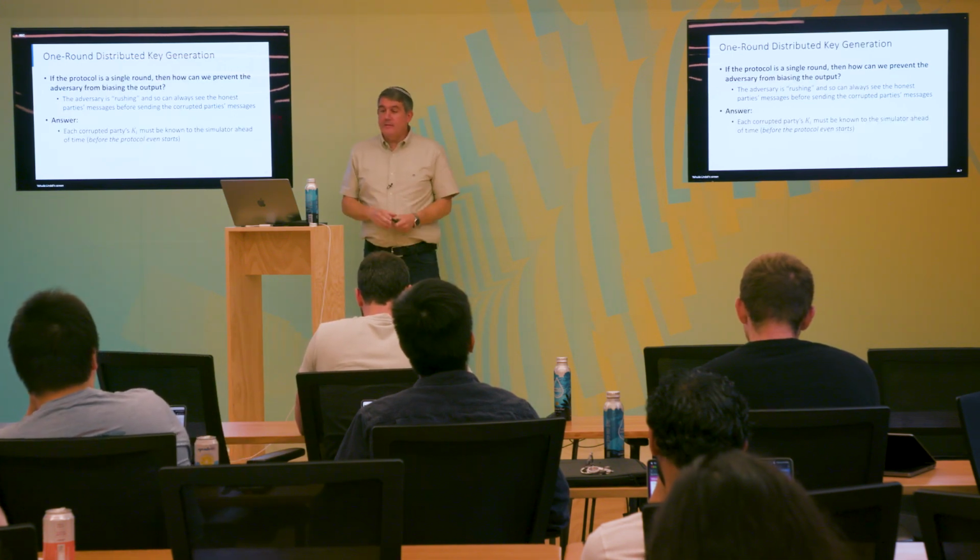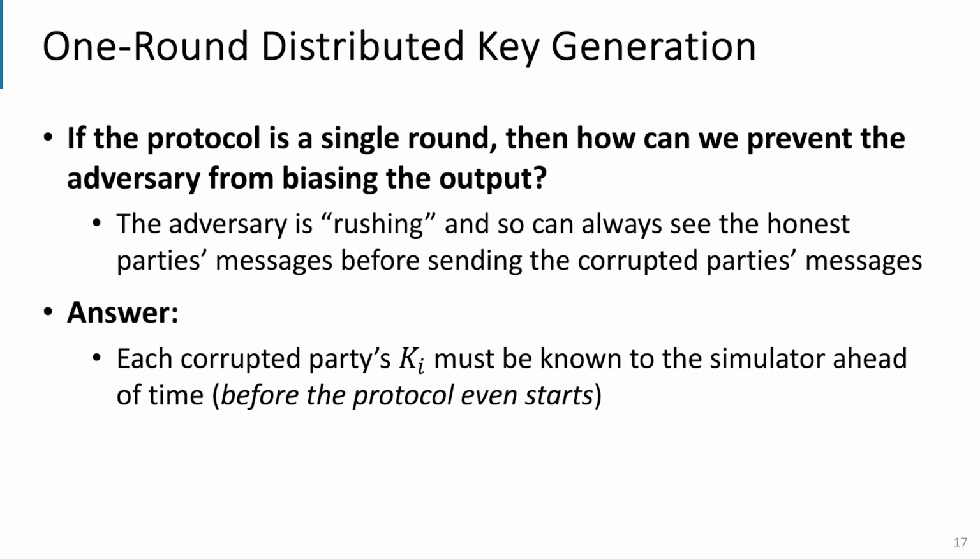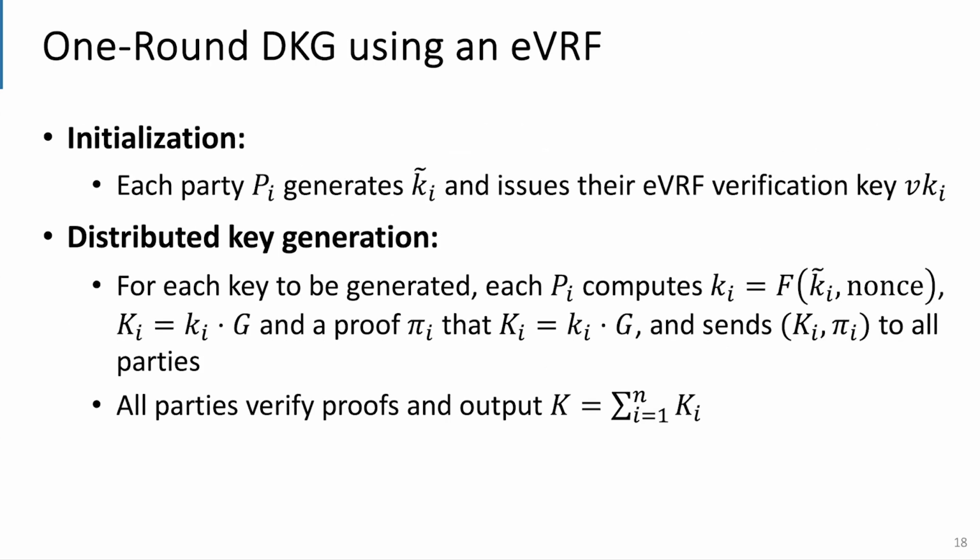And the answer is only if the adversary has no choice over what value they're going to give, and if the simulator even knows ahead of time, before the protocol starts, what value the adversary is going to give. And how can we achieve that? Simple. Use an eVRF. How does that help? We're going to do one initialization phase, and then afterwards we can generate as many keys as we want with just one round for each key.